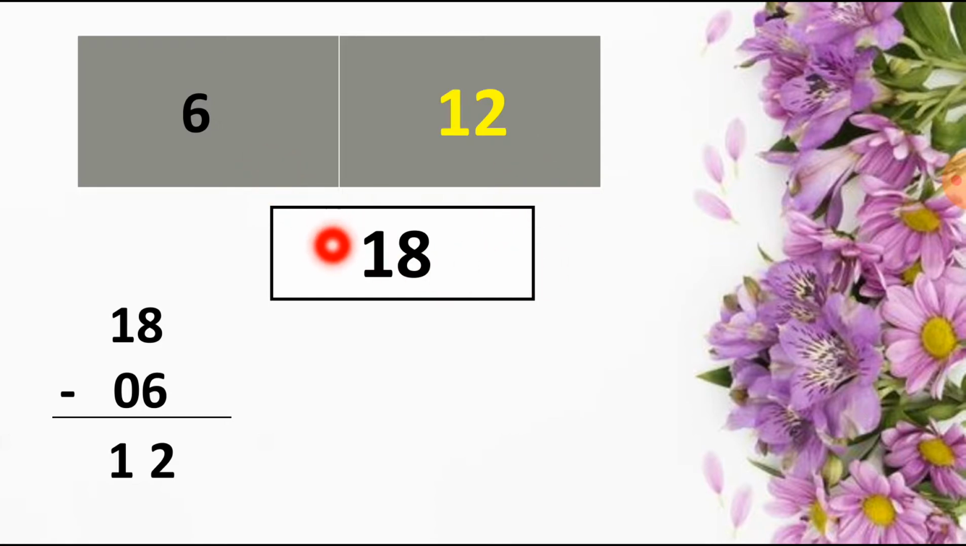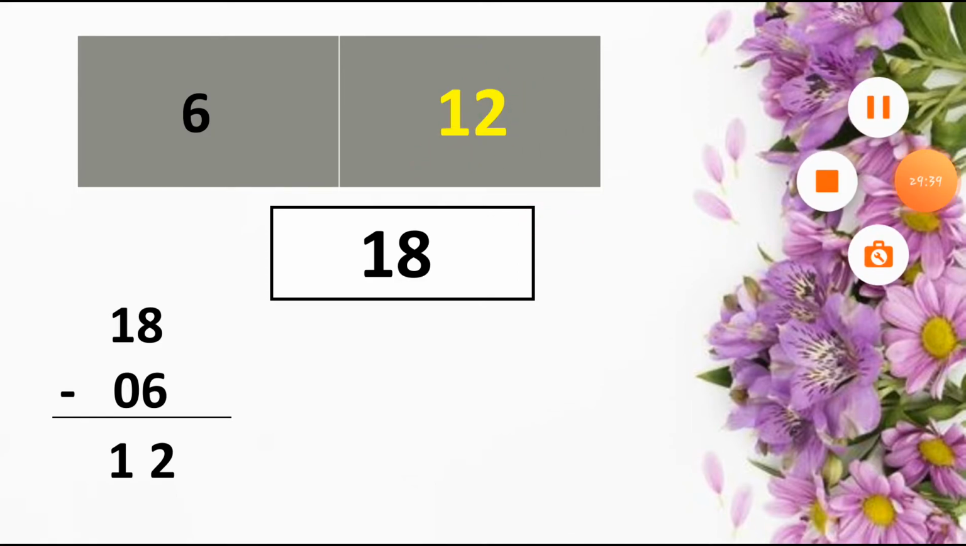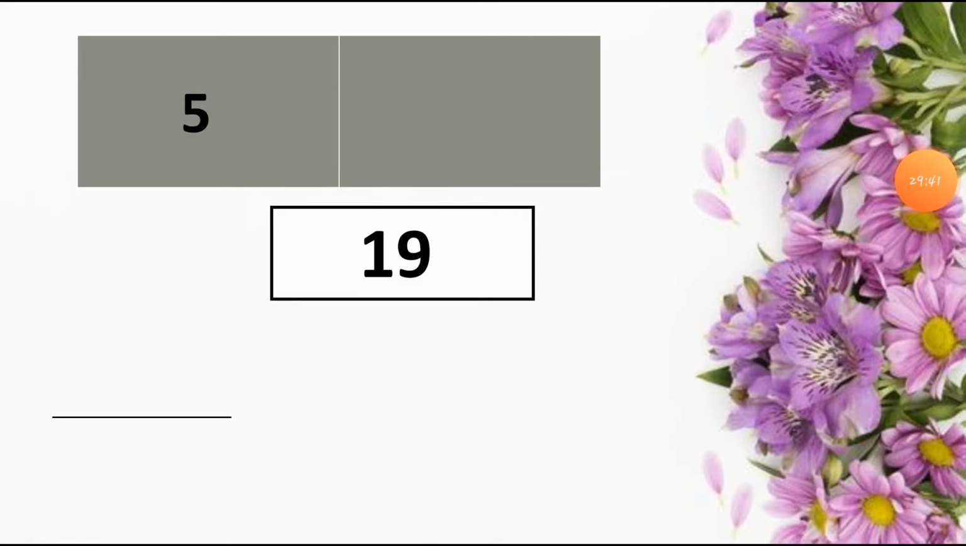So now you understood this. We have to subtract these two numbers, putting the bigger number first and then the smaller number. We have to take the smaller number from the bigger number, and whatever answer comes, you have to fill in the empty box. This is the answer, which is 12. So students, I hope you understood this. I have one more example for you.